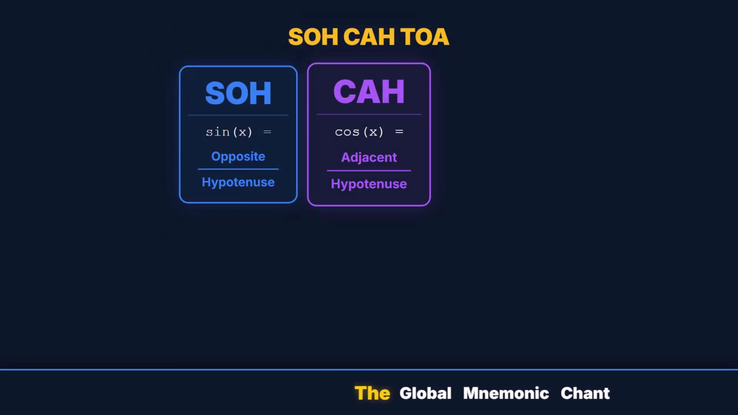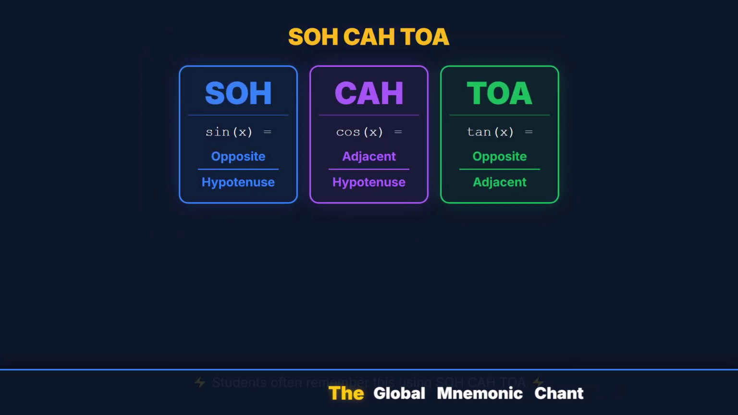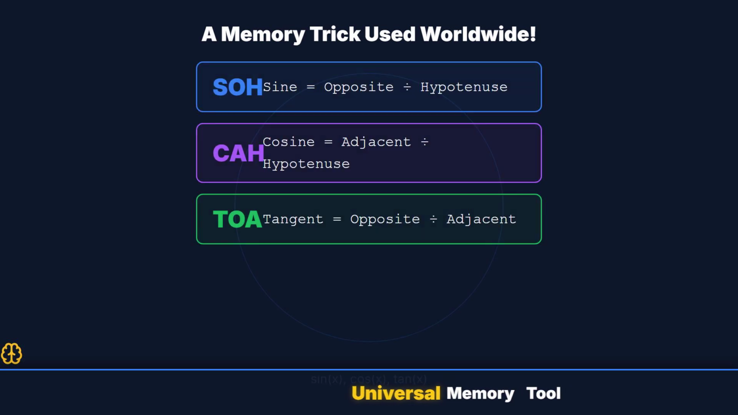Sine x equals opposite over hypotenuse, cosine x equals adjacent over hypotenuse, tangent, tan x equals opposite over adjacent. Students often remember this using SOH CAH TOA. SOH: sine, opposite, hypotenuse. CAH: cosine, adjacent, hypotenuse. TOA: tangent, opposite, adjacent. This memory trick is used all over the world.